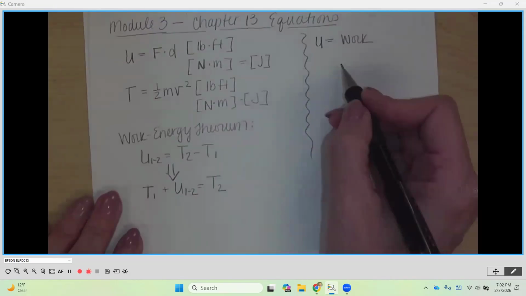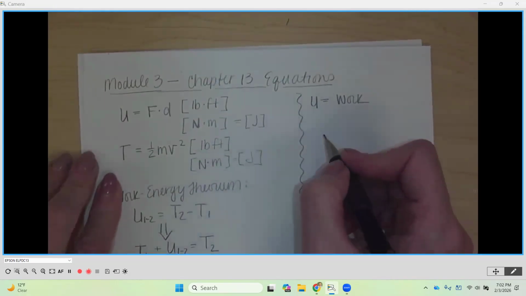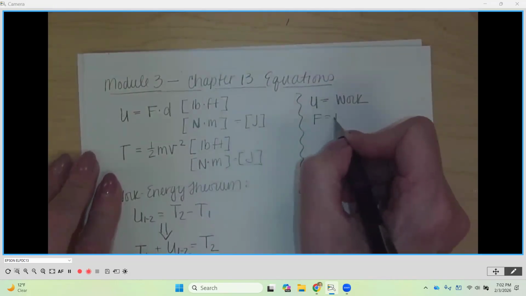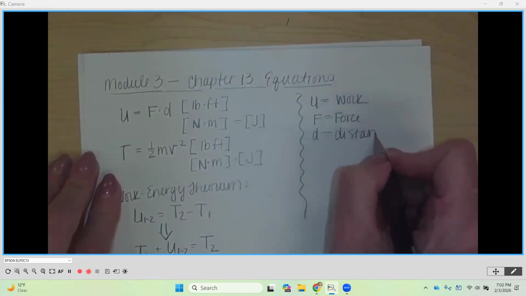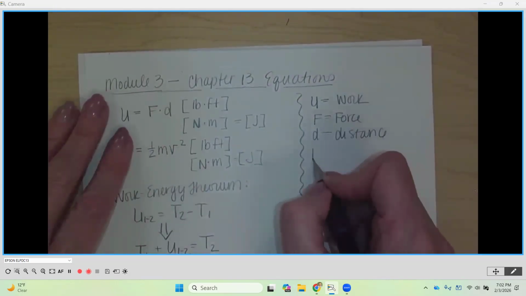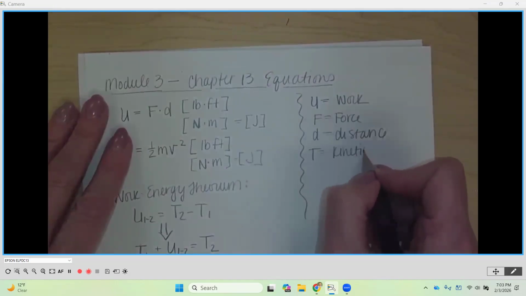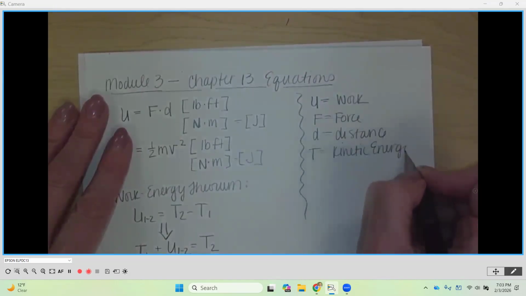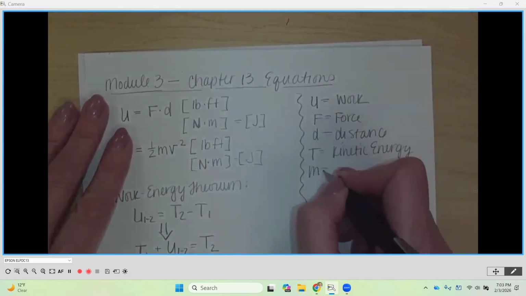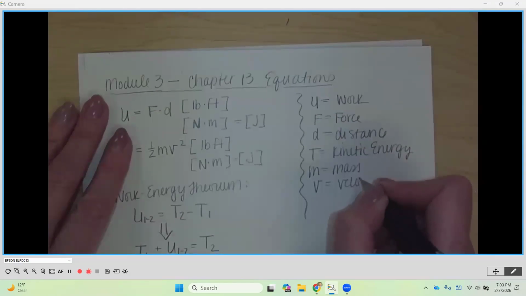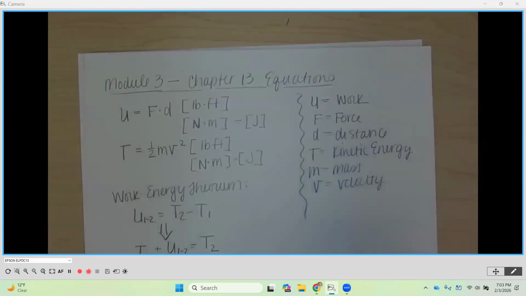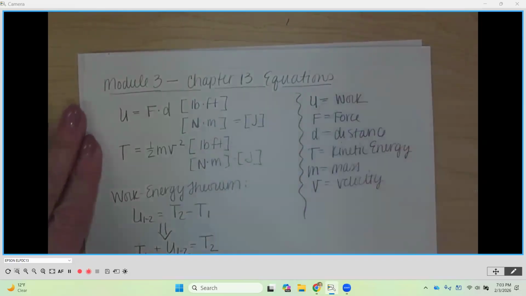Right. So if I go back up on the top here and kind of catch myself up with my units here, F is force. I forgot about those. D is distance. And we have those units up over here. T is equal to kinetic energy. M is our mass, as we know. Lowercase v is velocity. U is work. Okay, we've got them. I just wanted to be sure we had each one.